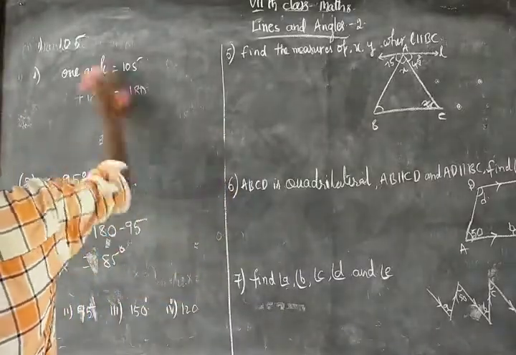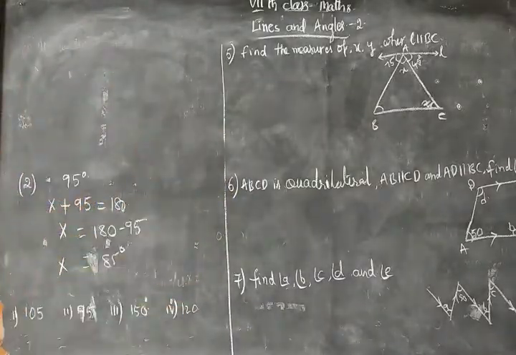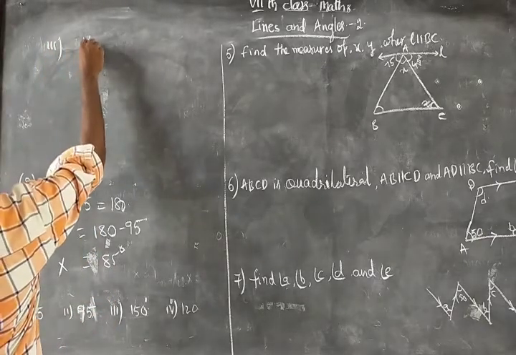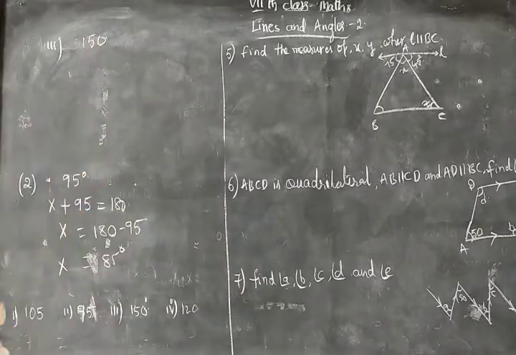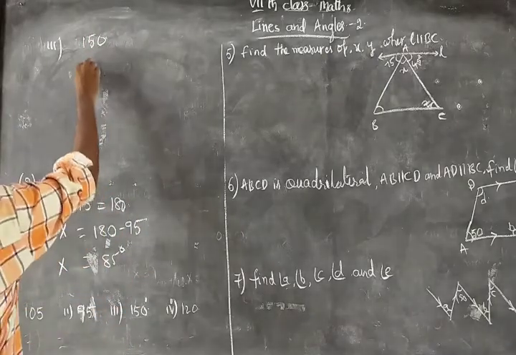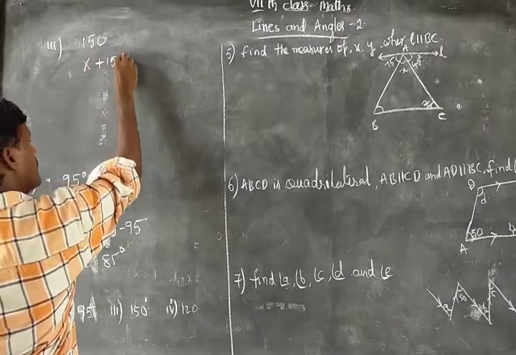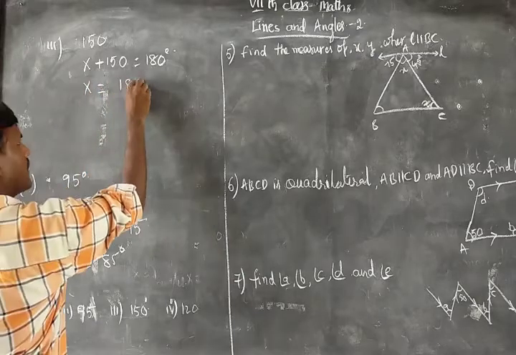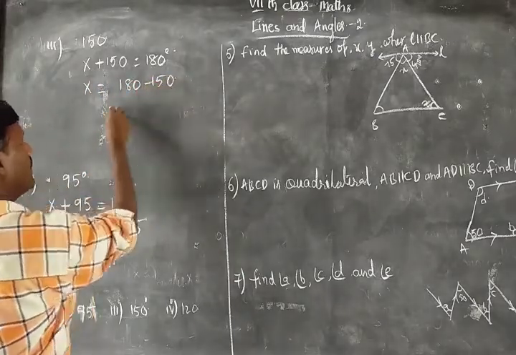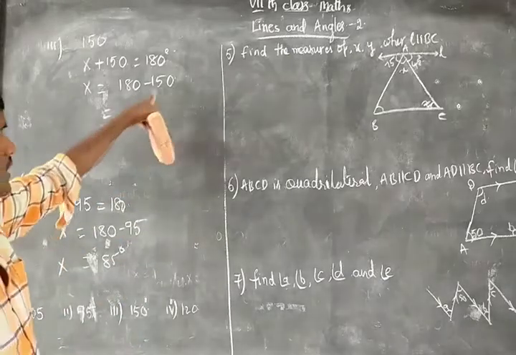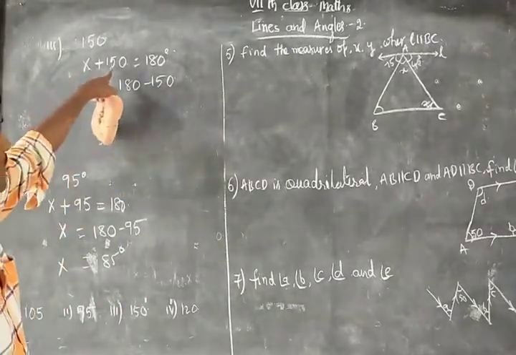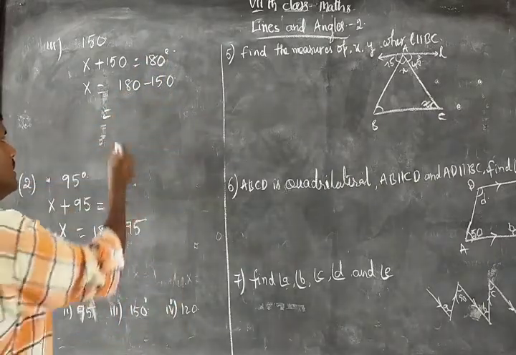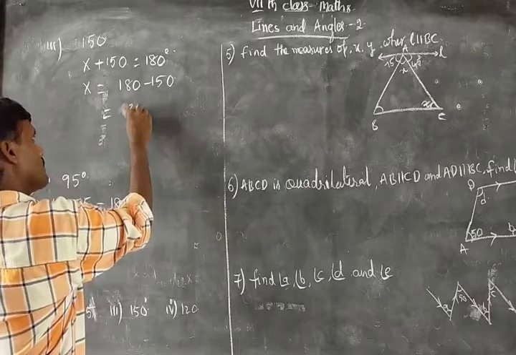What is it? 150 degrees. The third angle is 150 degrees. Then what about the remaining angle? By using supplementary, x plus 150 is equal to 180 degrees. Then x is equal to 180 minus 150, since plus 150 becomes minus 150. The difference between 180 and 150 is 30 degrees.